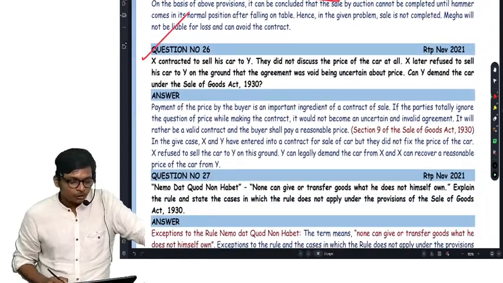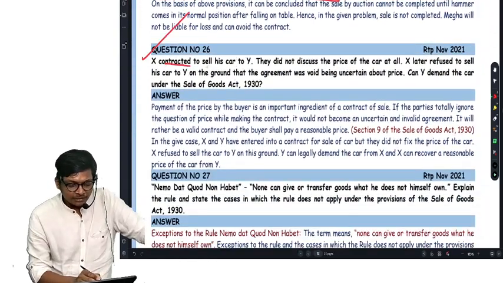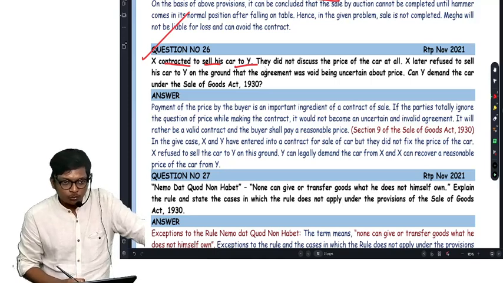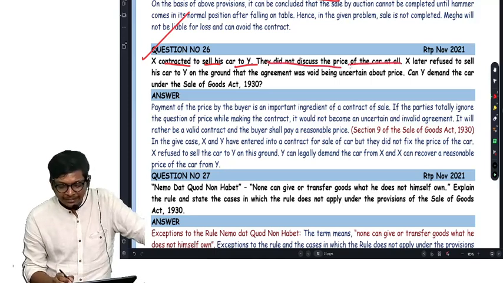Question number 26. X contracted to sell his car to Y. They did not discuss the price of the car at all.